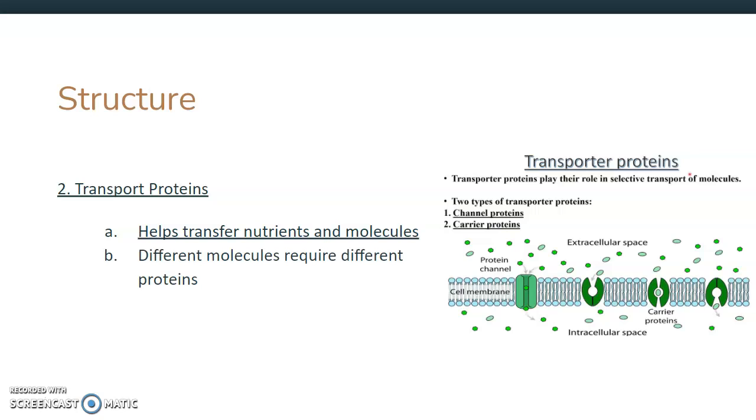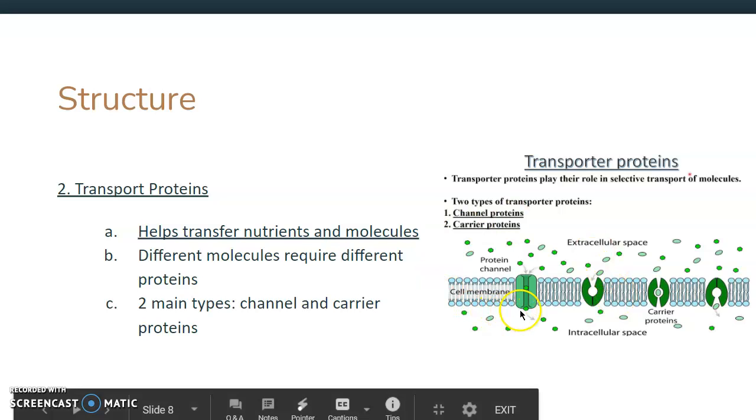One important thing is that each protein is very specific for each molecule, and each molecule can only go into certain proteins. And then we have two main types: a channel protein and a carrier protein. As we can see in our picture, our channel protein works right here. This is almost like a tube. So it's a very specific tube that only lets these green little circles in and out, whatever this nutrient may be, but it's always open. So these allow them to pass through at any time.